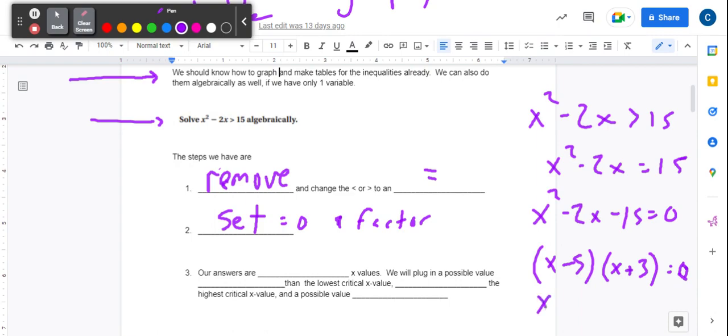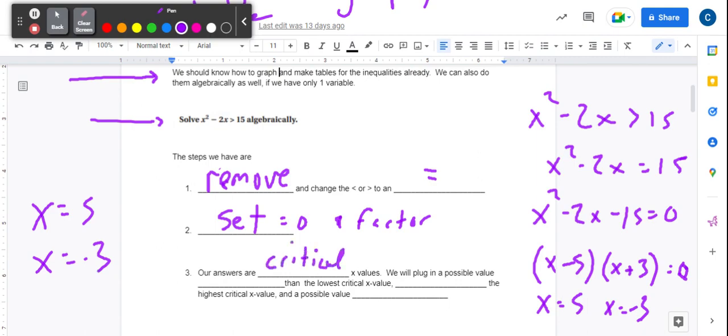So what we get is x equals 5 and x equals negative 3. Okay, so those are our answers: x equals 5, x equals negative 3. Although they're not our final answers, they give us what we call critical x values.